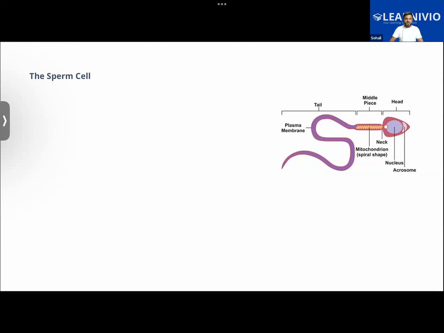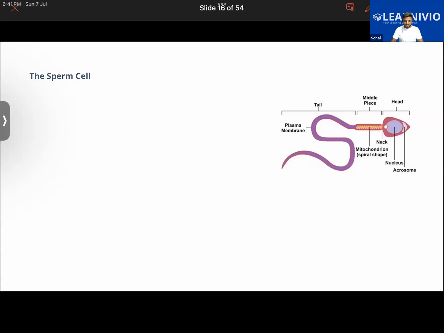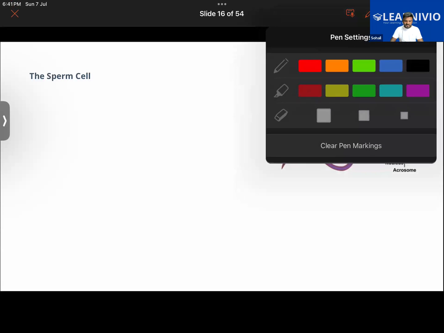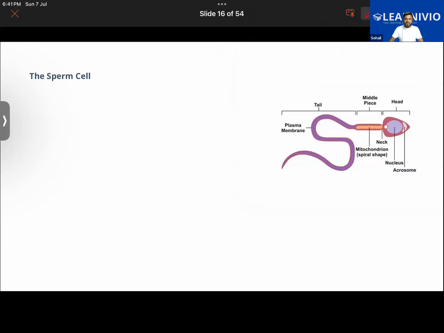Okay, so we learned about testosterone. Now let us learn about the structure of the sperm cell. What is the structure of the sperm cell? Many times questions related to this are asked in the exam. When you look at the sperm cell, which is basically the male sex cell, the testis secretes millions of sperm cells at one single time.